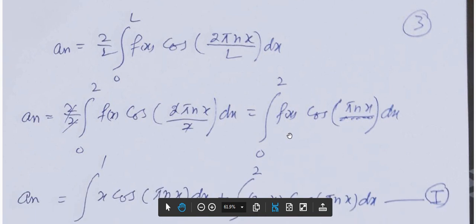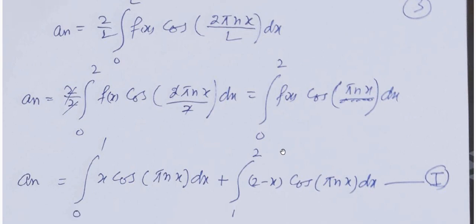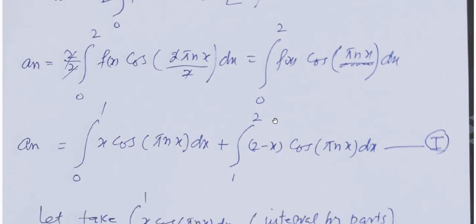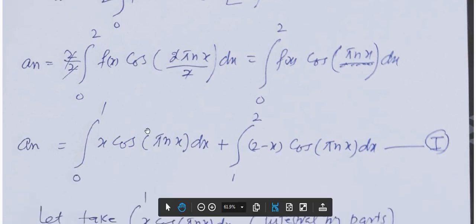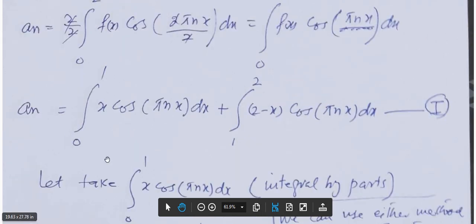Now again, your function f of x is not given from 0 to 2, but it is given from 0 to 1 and then 1 to 2. So again we will break this integral. So we will write 0 to 1 f of x and then plus 1 to 2 f of x cosine n pi x dx. Now 0 to 1 your function is given as x. So we will change f of x with x, and 1 to 2 your function is given as 2 minus x. Now you can see here x cosine pi nx dx.